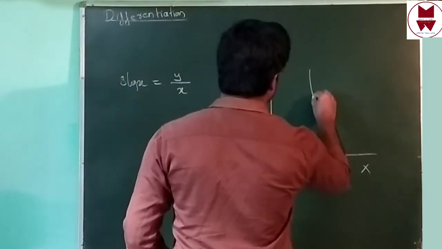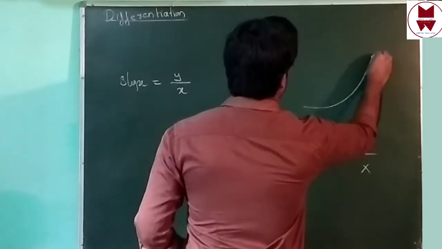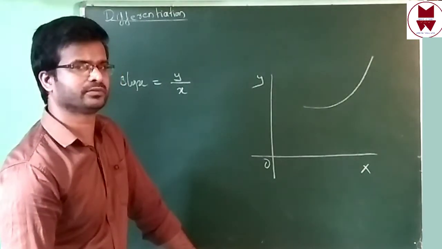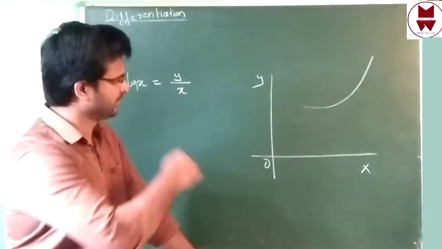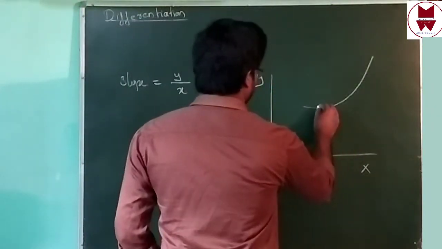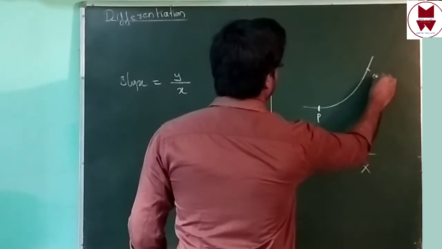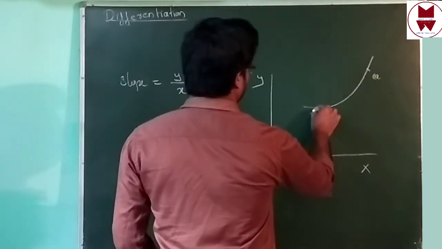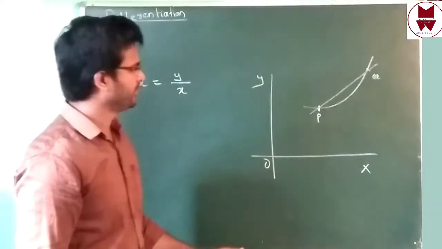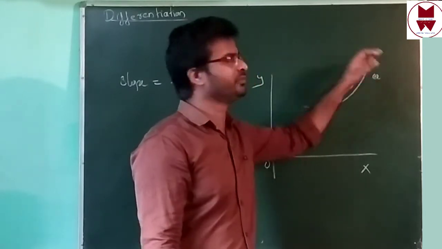Another graph. This is one graph. How can you find the slope of this graph? We cannot find it, because that is not a straight line. That means we will take 2 points, P and Q. Then join the 2 points. That time we will get one straight line. Then we can find the slope of this straight line.